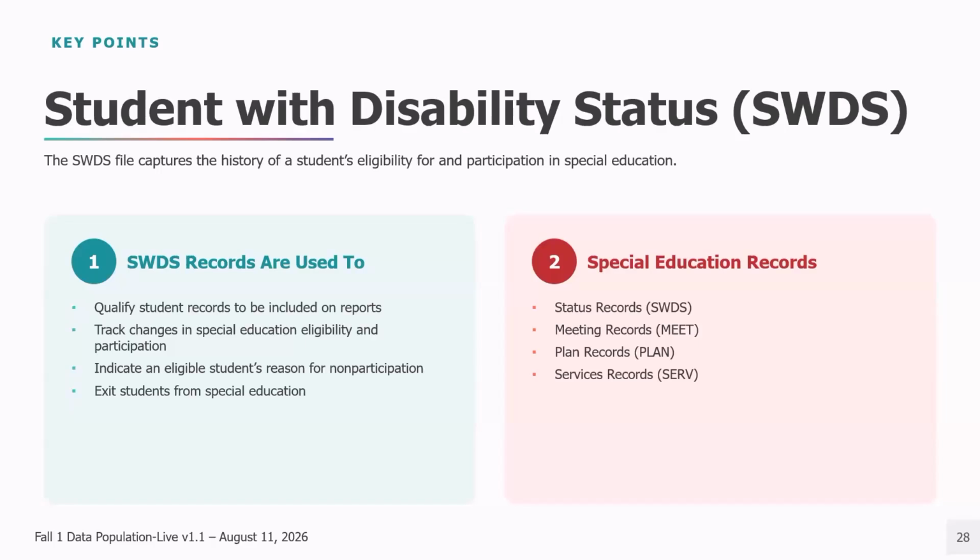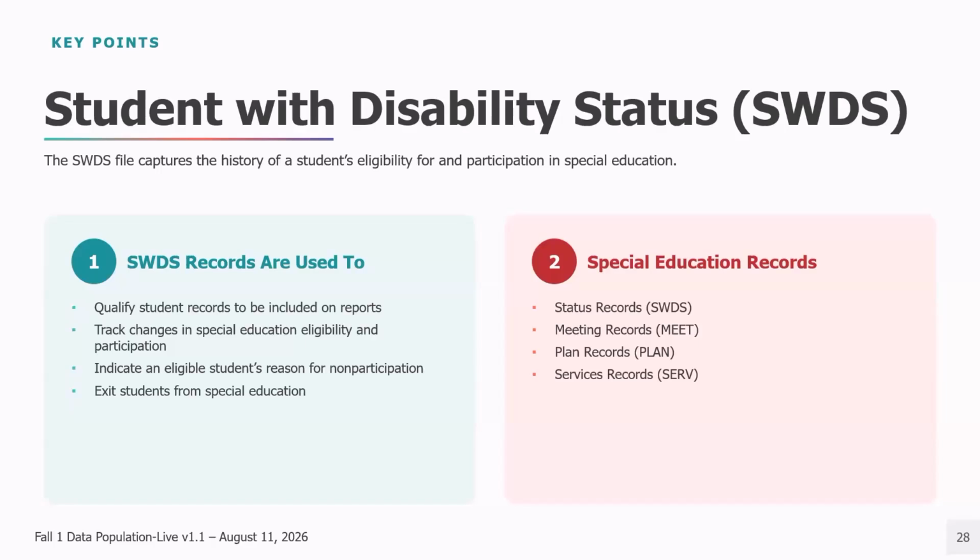So this identification is important because Fall 1 only includes data for students with active plans. So we look at the most recent students with disabilities record on Census Day. This year, it'll be October 7th. The student must have a status of eligible and participating, regardless of the LEA.